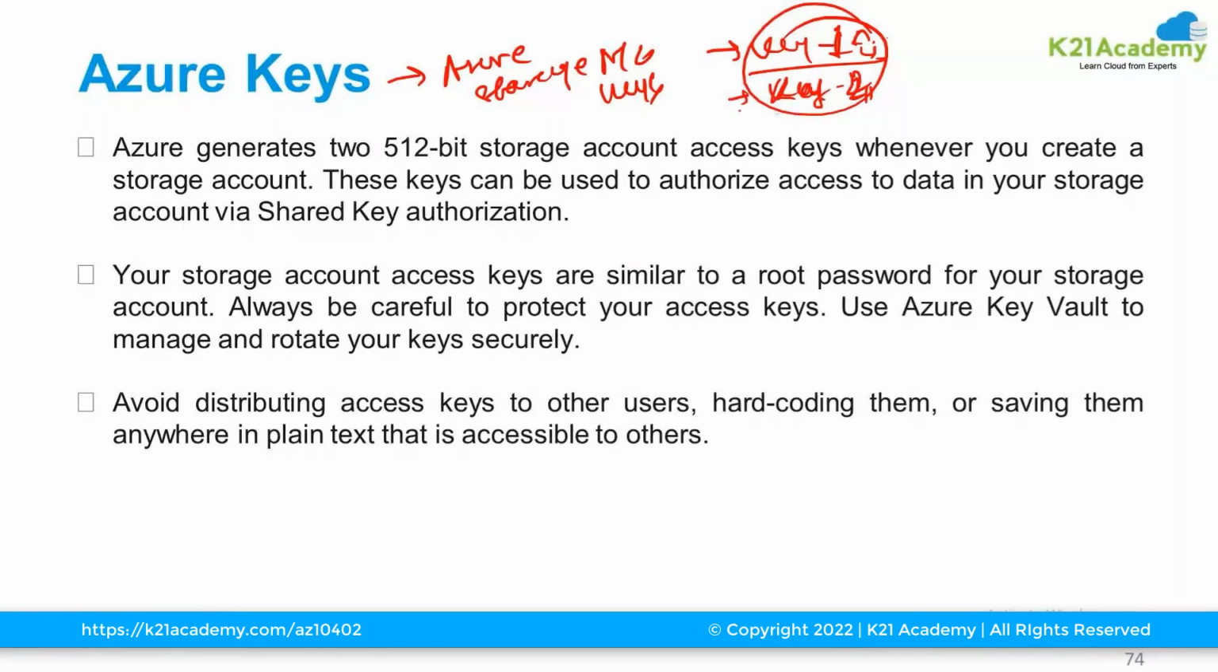Azure generates two 512-bit storage account access keys whenever you create a storage account. These keys can be used to authorize access to data in your storage account via shared key authorization, right? Your storage account access keys are similar to a root password for your storage account. So basically the storage account name and your key are the username and password for your storage account. Always be very careful to protect your access keys. Use Azure Key Vault to manage and rotate your keys securely, right? That is something that is there.